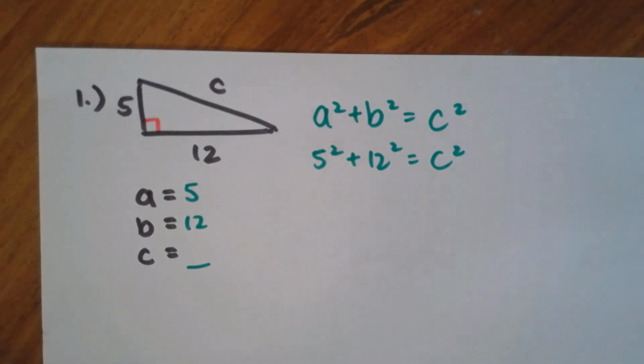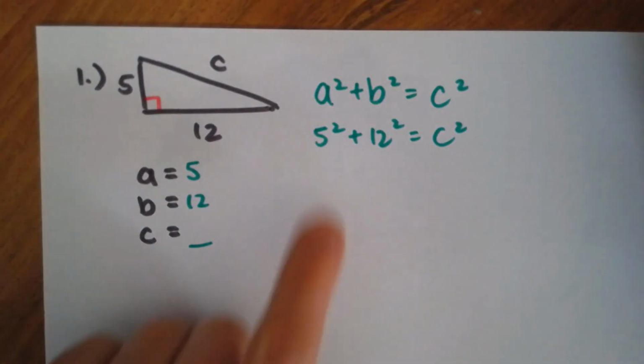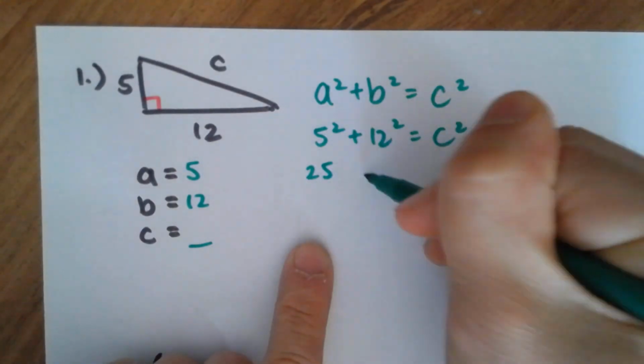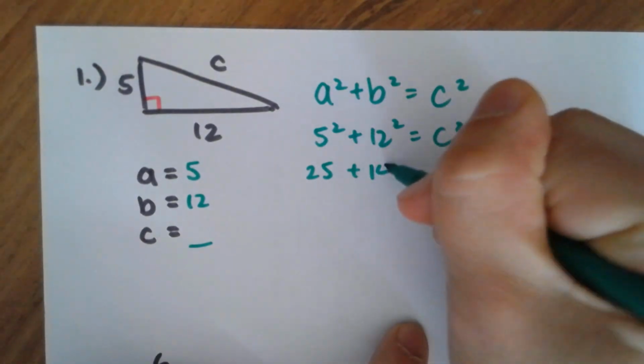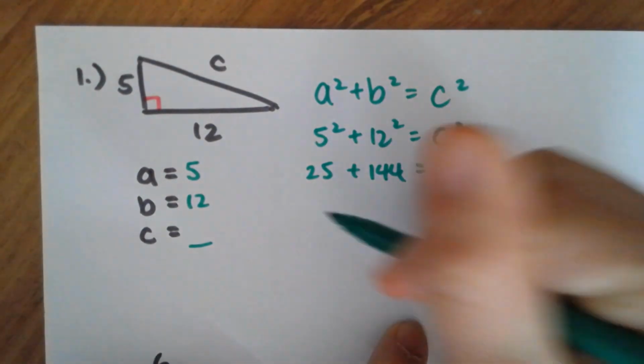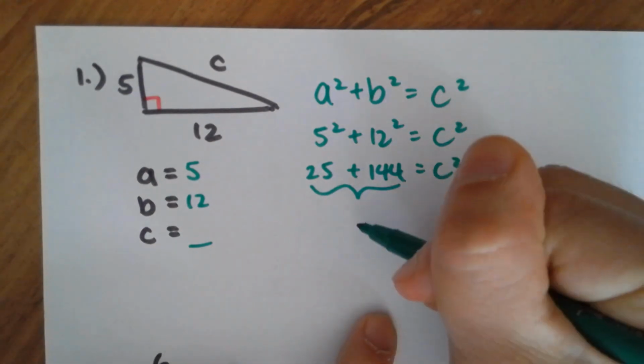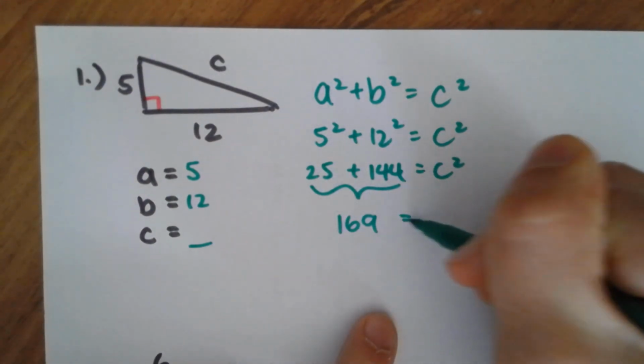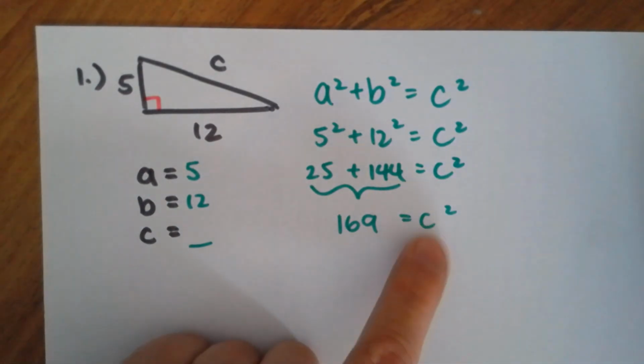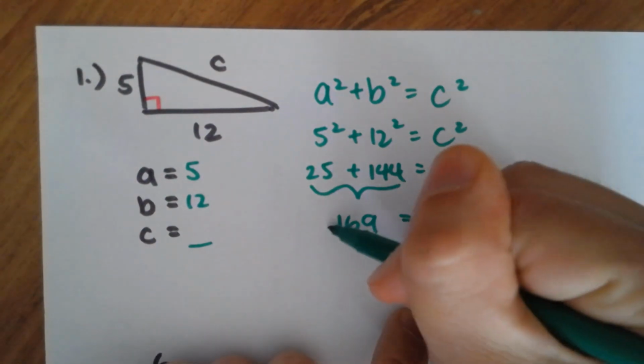All right, you guys can use a calculator for this lesson, or you can just use your head. 5 times 5 is 25. 12 times 12 is 144. That equals C squared. If you combine these numbers together, that's going to give you 169 is equal to C squared. If you want to try to find C, go ahead and square root both sides.